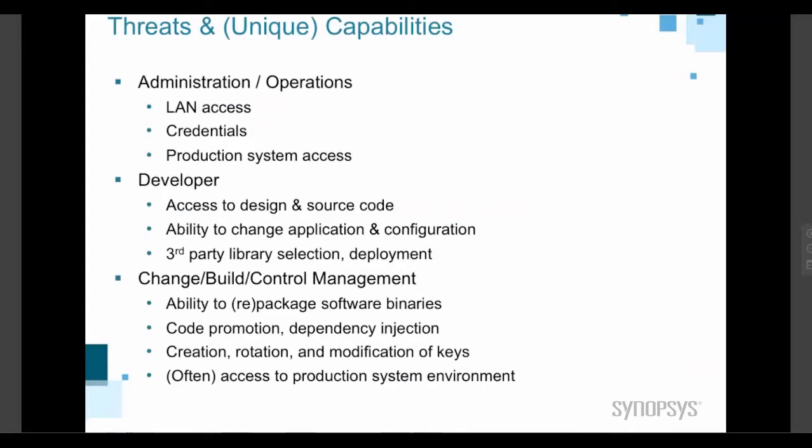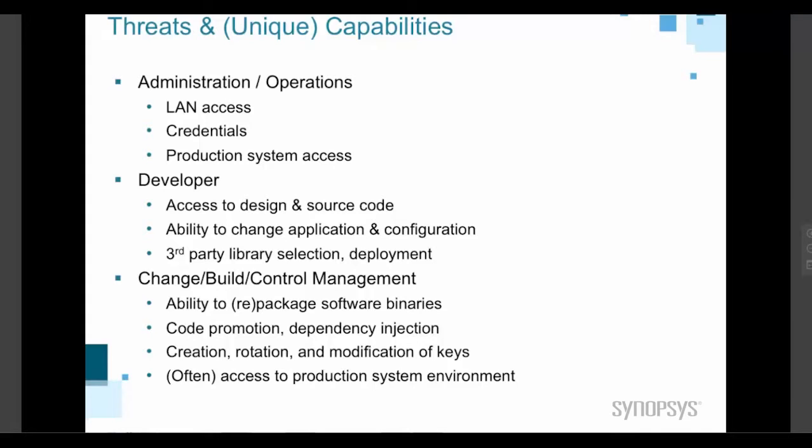All right, so let's talk a bit about the threat that a malicious code detection program would go after and some of its unique capabilities. It's possible to target administration and operations, developers, and change, build, or control management, any of those. Administration and operations have a lot of power within the systems that run our critical applications, such as system admin credentials, direct LAN access, that type of thing. On the other hand, we have the developers who are designing and actually writing the code that provides the critical functionality for all of our applications.